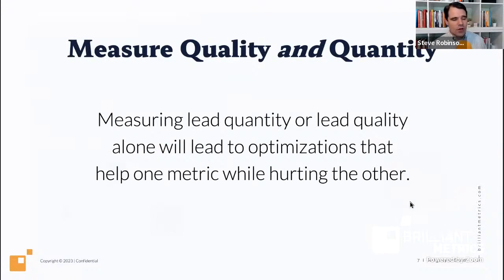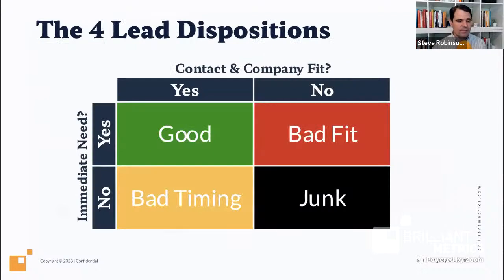If you don't measure both lead quantity and quality accurately, you end up with optimizations that optimize for one or the other, but never both. And you end up in this yo-yo where this month we introduced an optimization that increased the quantity, but the quality went through the floor. Next month, we do something backwards the other way. The key is to continuously measure both at all times.